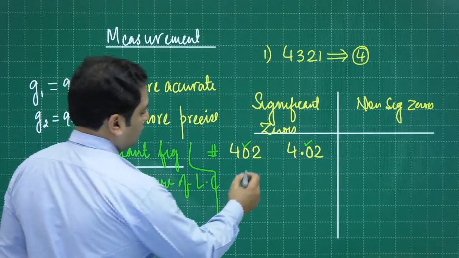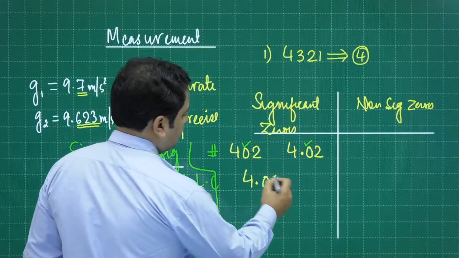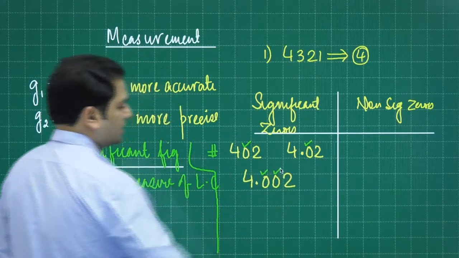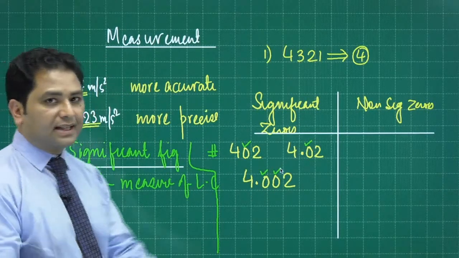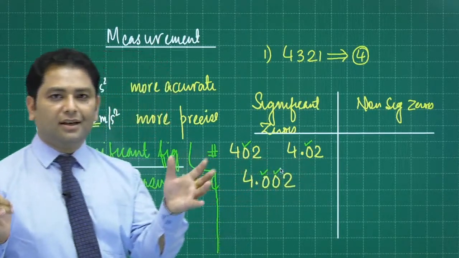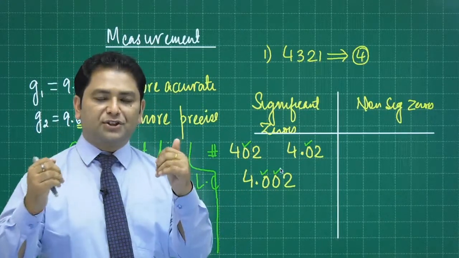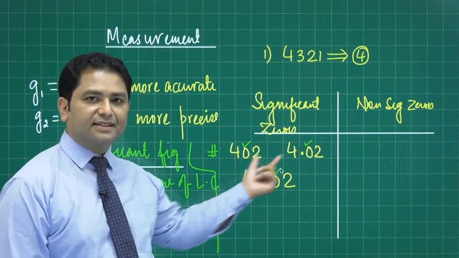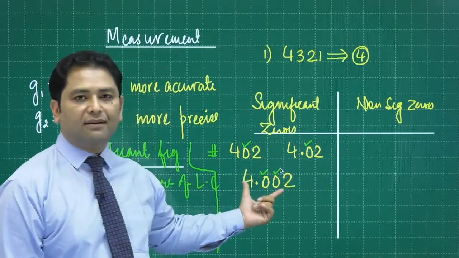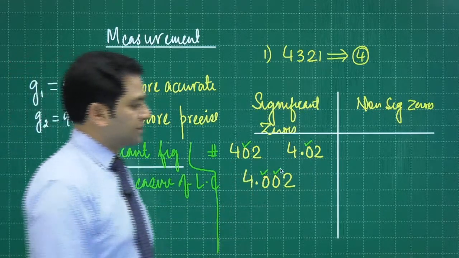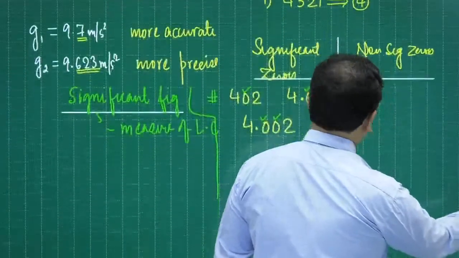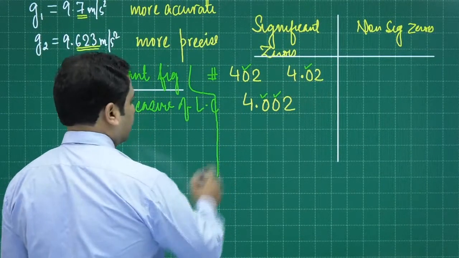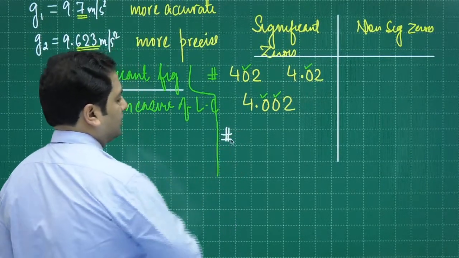Like you can have 4.002. Even in this case, the zeros will be significant. It doesn't matter how many zeros there are, but remember it should be sandwiched between two non-zeros. So 4.02 will have 3 significant digits, and 4.002 will have altogether 4. That was about the first case. Now let's go to the second one.